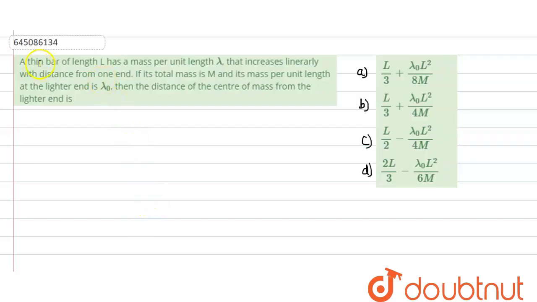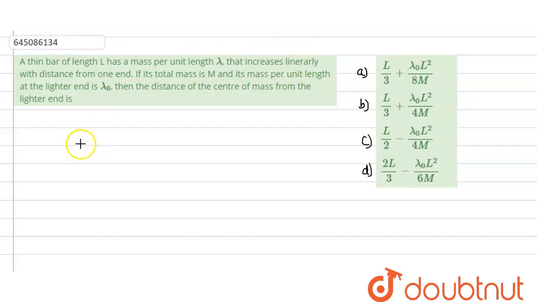Hello everyone, let us start with our question. In this question, what is given is that there is a thin bar of length L which has a mass per unit length lambda that increases linearly with distance from one end. Now, if the total mass is given as capital M and mass per unit length at the lighter end is given as lambda naught, we need to find the distance of the center of mass from the lighter end. This we need to find.